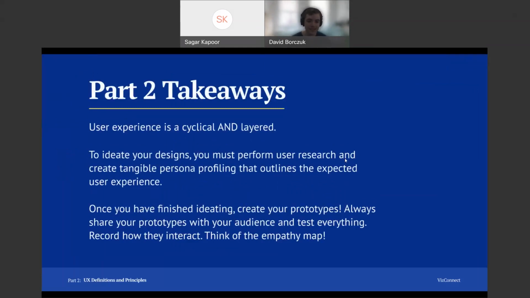In order to ideate your designs, you've got to perform user research and create profiles and journeys for your user, in order to generate that expected workflow and expected profile that you're trying to build for. And then once you finish ideating, you want to create your prototypes, and you can skip, you don't have to do a paper prototype. You don't have to do a low fidelity prototype. The more you refine your prototypes, the better your user experience is going to be.